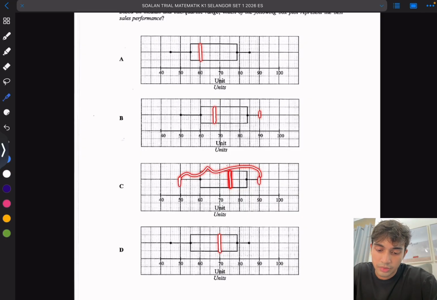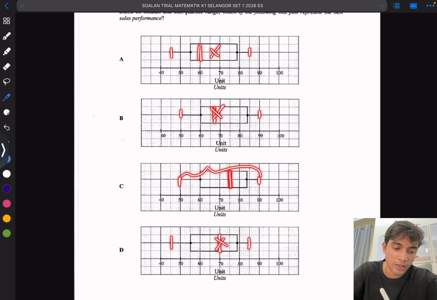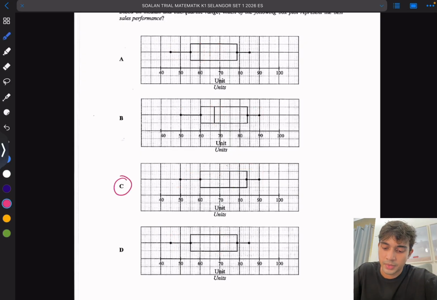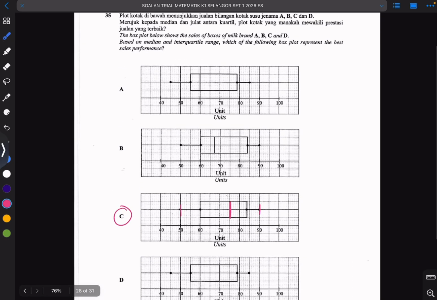Here also 50 to 90, but this one the median is lesser. Here your range is until 85 only, median also lesser. Here your range is also lesser, median also lesser. So the best would be C. It has a higher median and the range goes up to 90. So this one is the best sales performance.